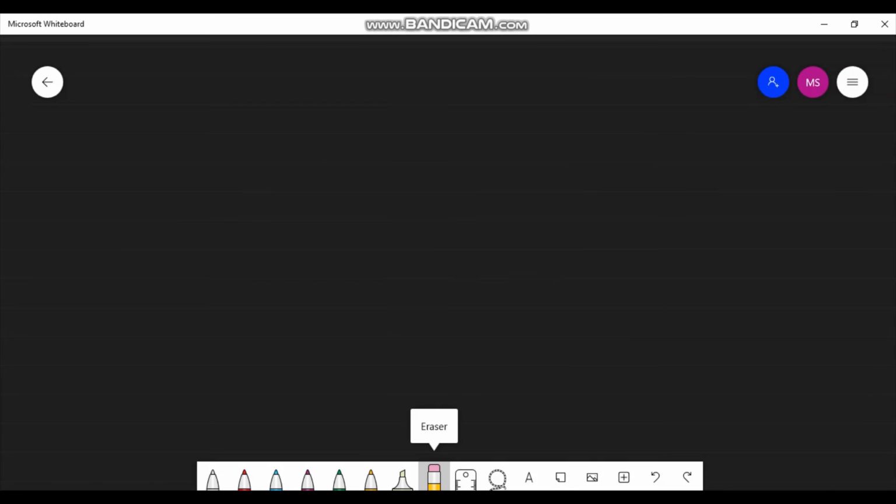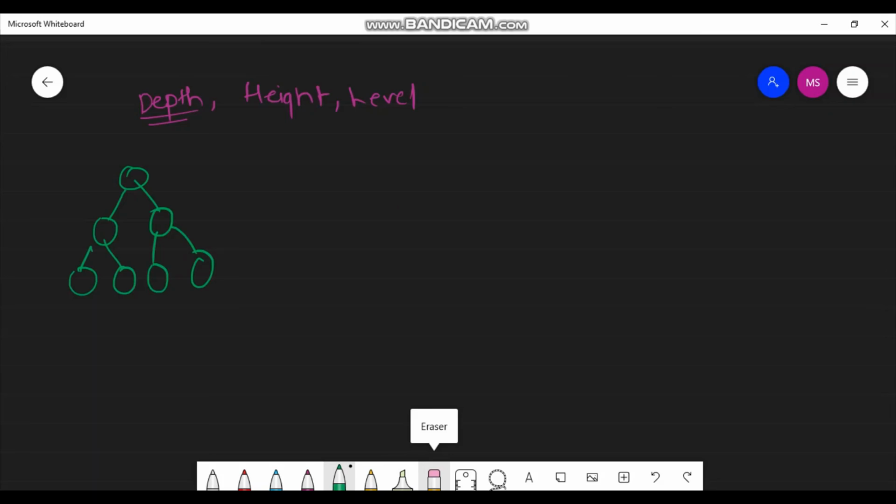Next is depth, height and level. Okay, depth is, for example, for here the depth is 0, 1, 2. Every root node has depth equal to 0 first. Okay, in level you can take it as either 0 or 1.